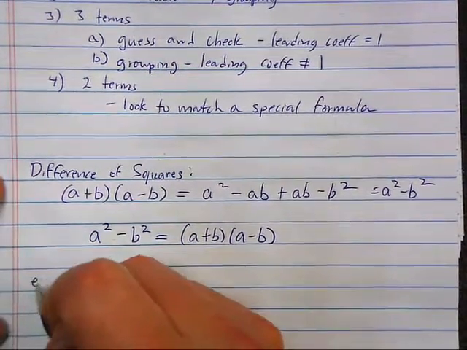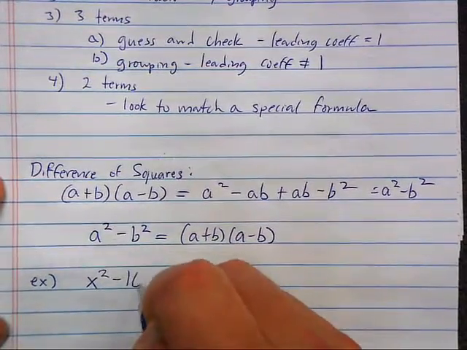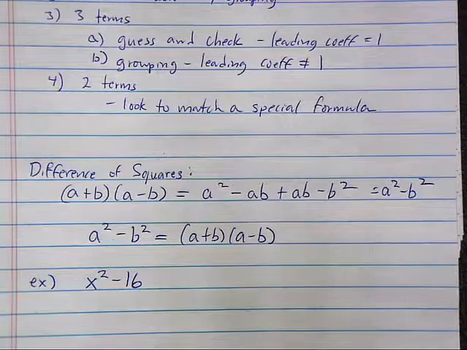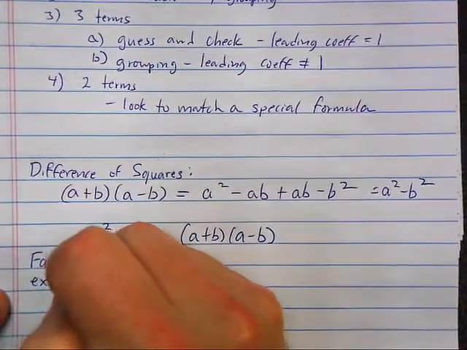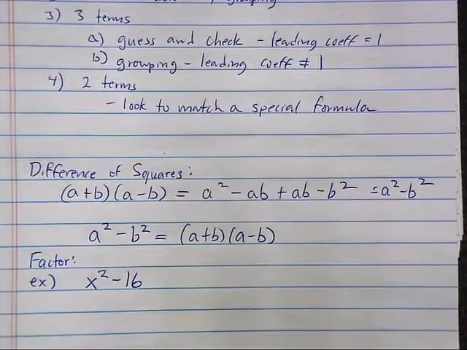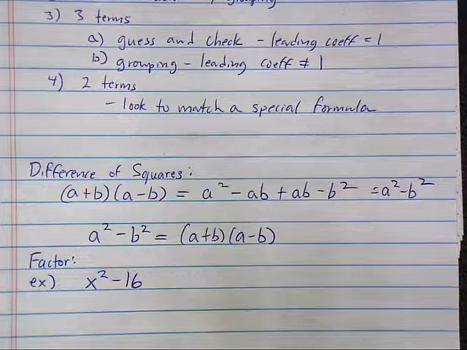Some examples. X squared minus 16. And again, the directions here are factor. The directions are always factor in this chapter, it seems. I see the word factor. The very first thing I do is I look for a greatest common factor. Is there a greatest common factor? No, there is not. Second thing I do is I count the number of pieces.